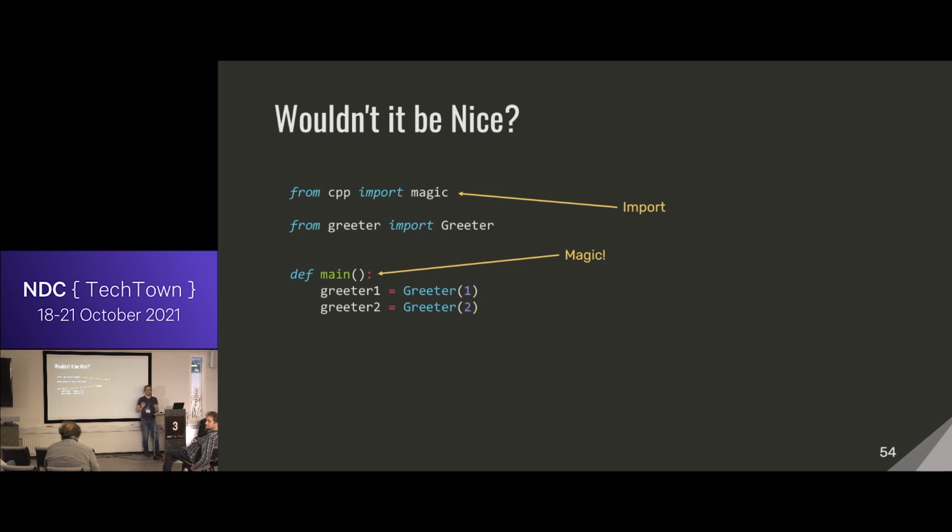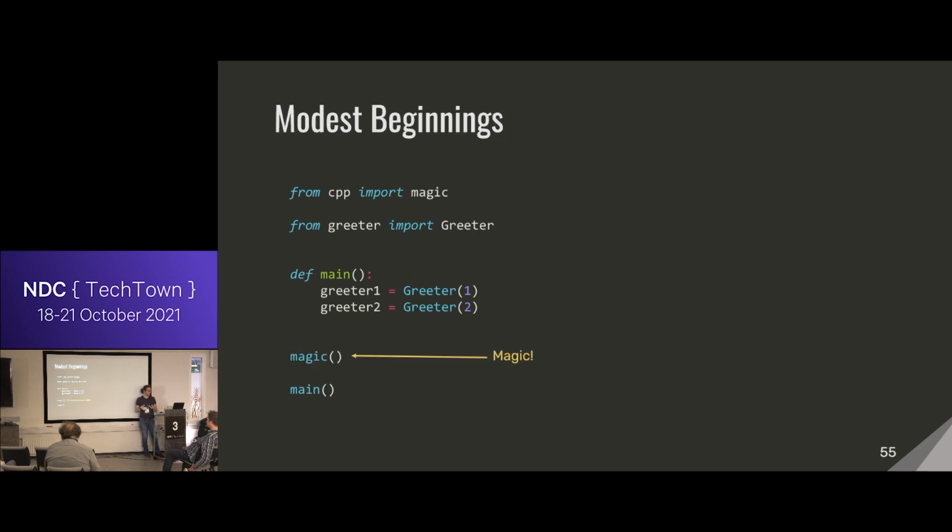Now, what if I want to do something else? What if I just want to import magic from C++ and have everything else just happen? Well, let's start small. Let's say that instead of only importing magic, I also call the magic function. And I want at that point to do whatever is necessary in the file to get the same results as we've gotten before.